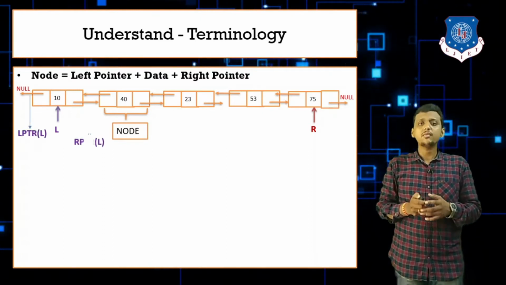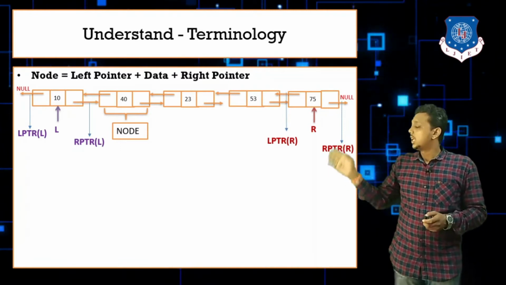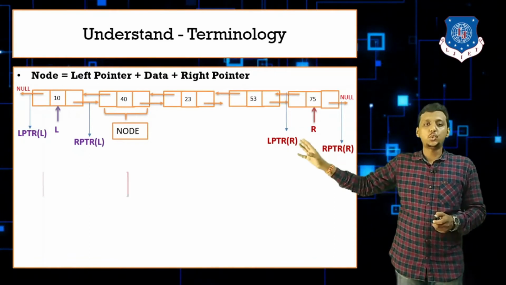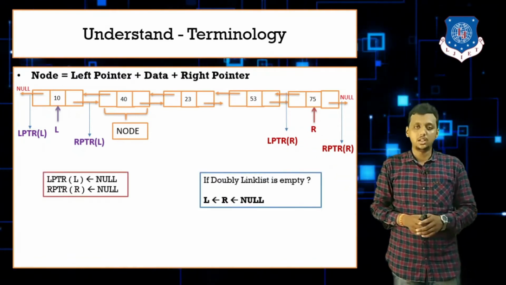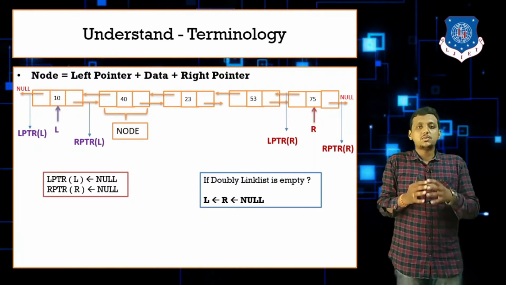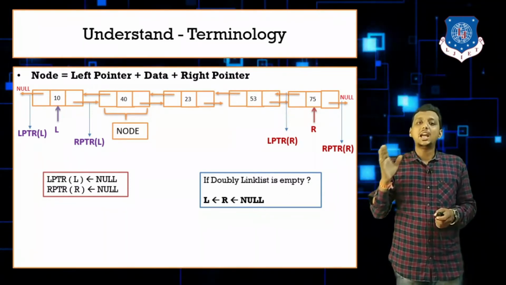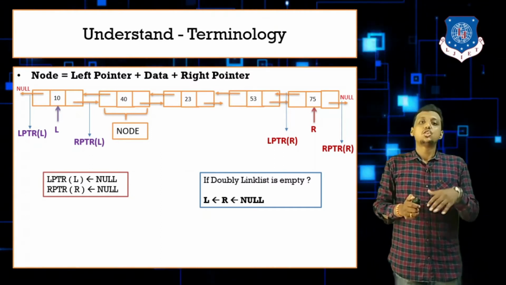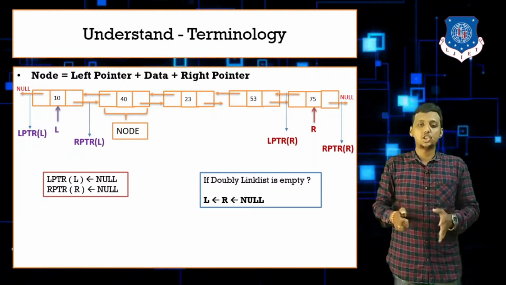Next, what happens when the doubly linked list is empty? If the left pointer L is pointing to null and the right pointer R is pointing to null, then the doubly linked list is empty. Students, when the doubly linked list is empty, both L and R are pointing to null. Fine. So let's move towards the algorithm of doubly linked list deletion.